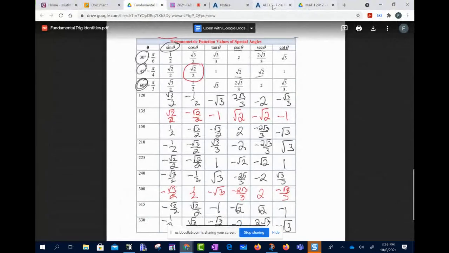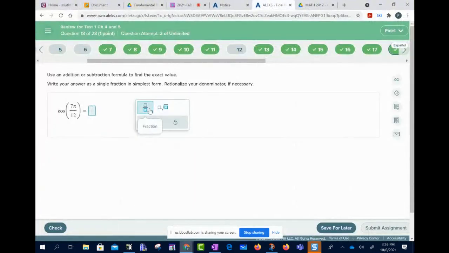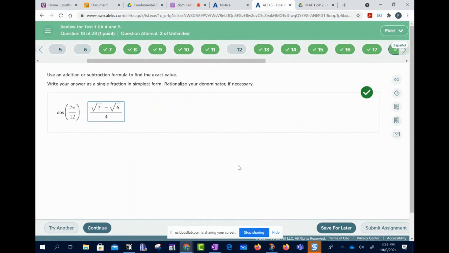So again, I'll come back over here and let me do my fraction. Yeah, square root of 2 first. Sorry, square root of 2 minus square root of 6 all over 4, and we'll check it, and we're good.